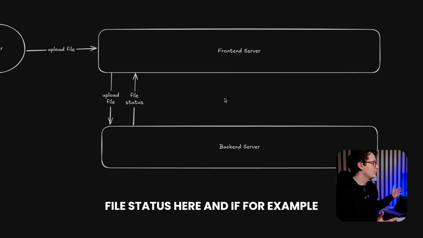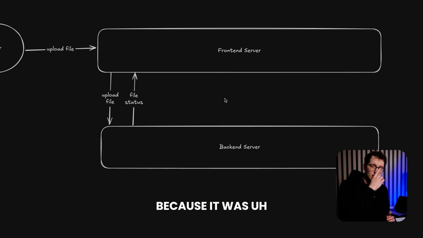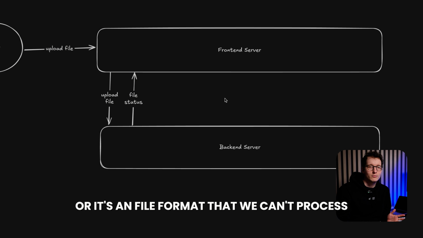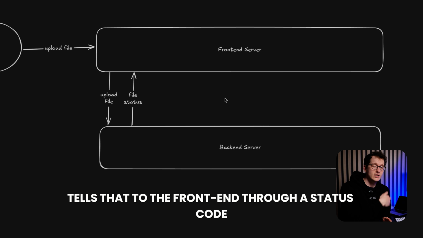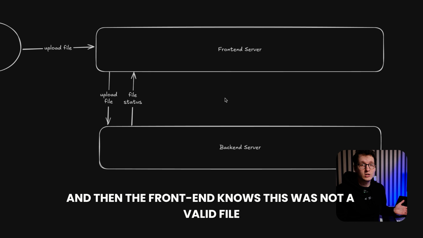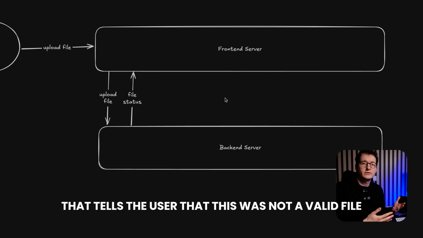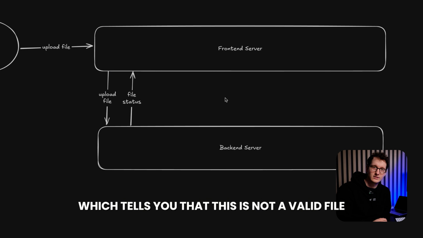And if, for example, the file you uploaded contains only silence because it was bounced wrongly from your DAW, or it's in a file format that we can't process, the backend server tells that to the front end through a status code, and then the front end knows this was not a valid file. I need to display a visual element to the user that tells the user that this was not a valid file. And that's why you then see the overlay, which tells you that this is not a valid file.